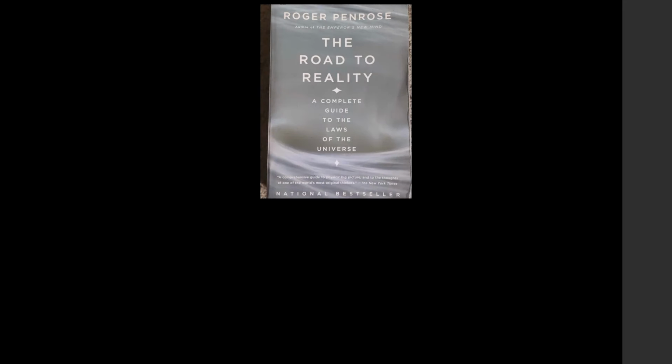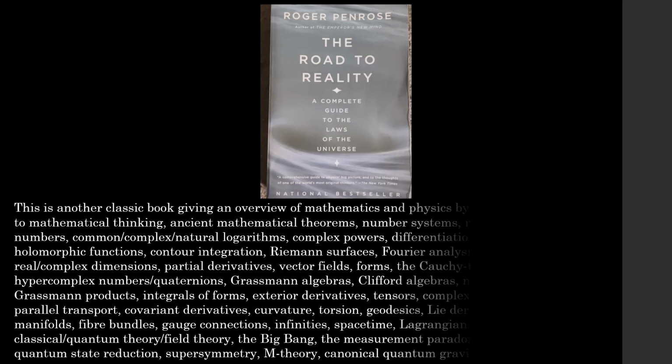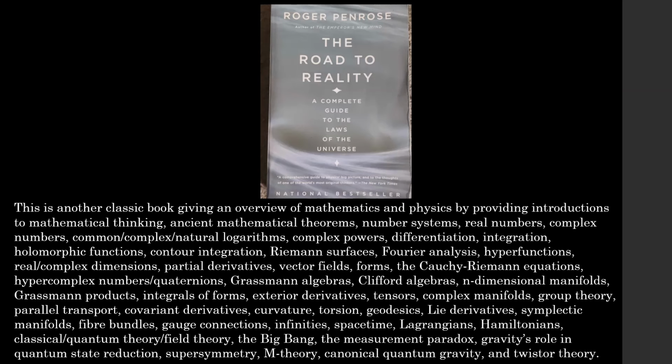If you want to get deeper into the mathematics and to get a general overview of physics as a whole, this is probably one of the best books ever written. This takes you from the very basics of what it even means and the ancient idea of having a number all the way to canonical quantum gravity, Penrose's twistor theory that he's introduced, M theory, and everything in between.